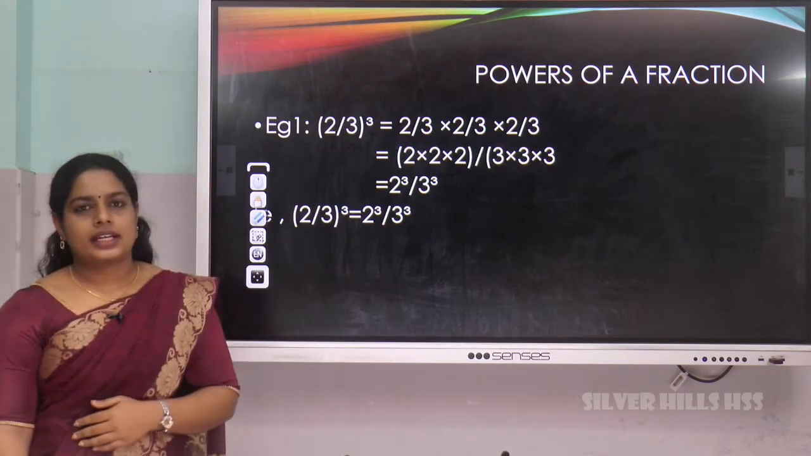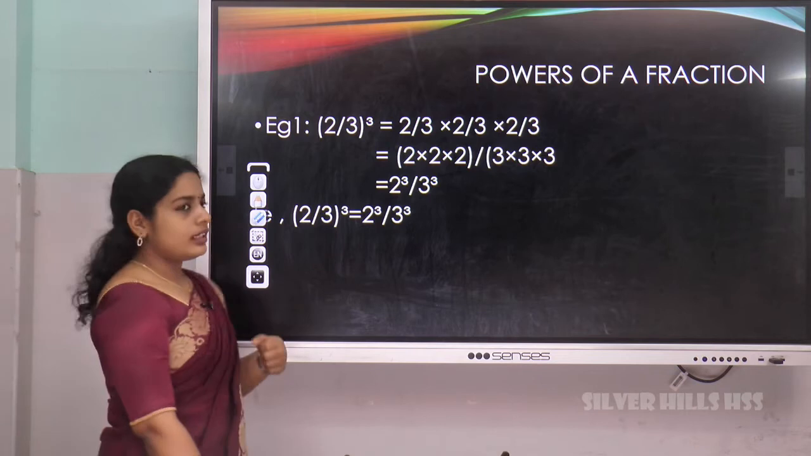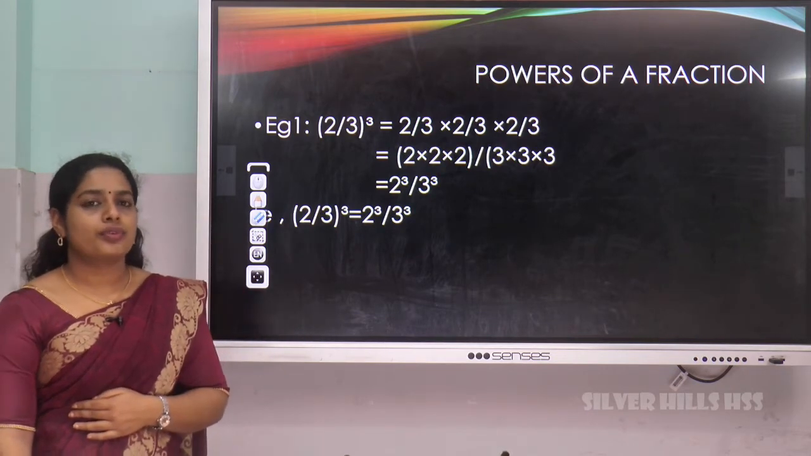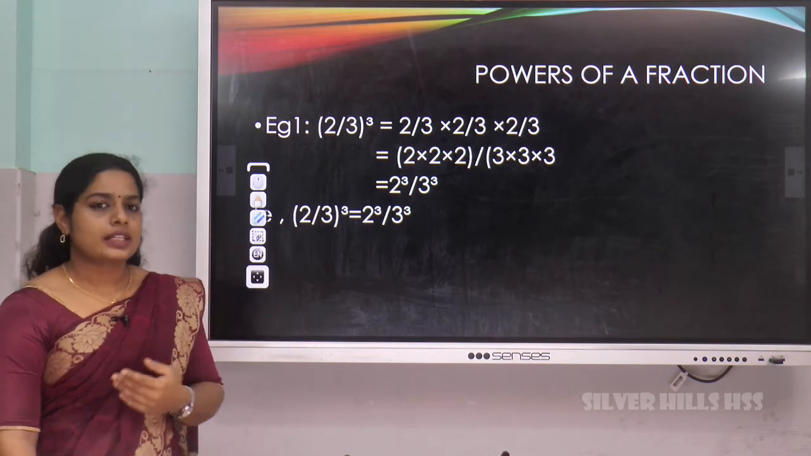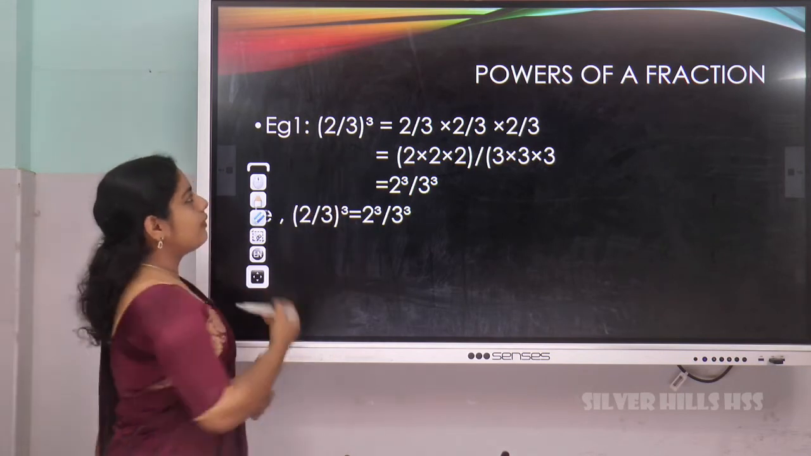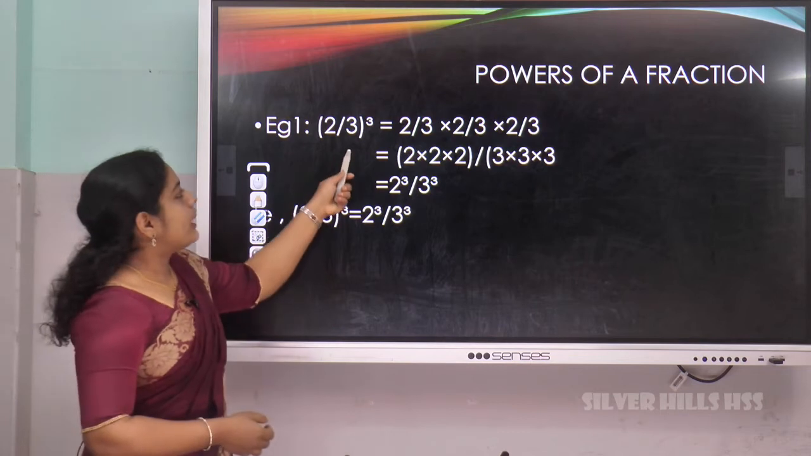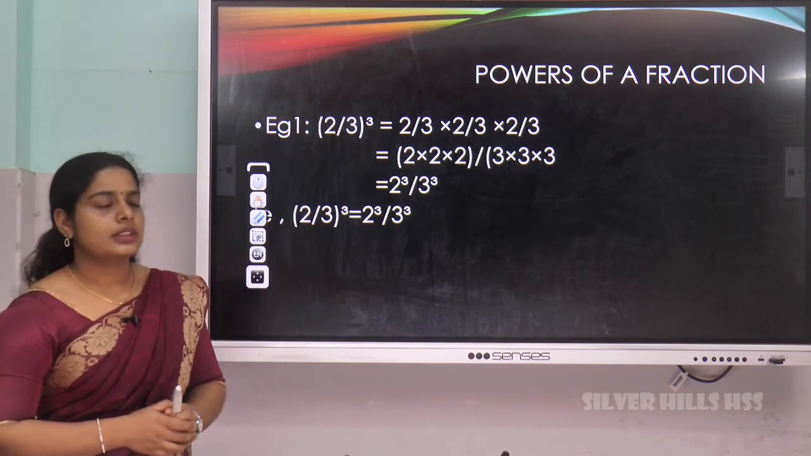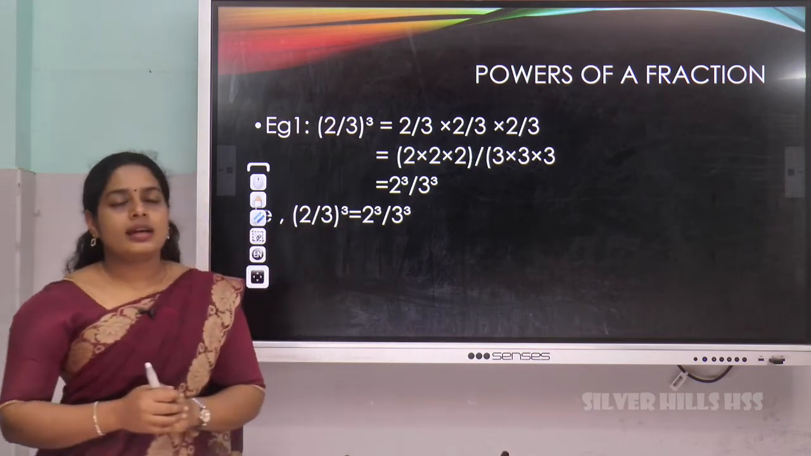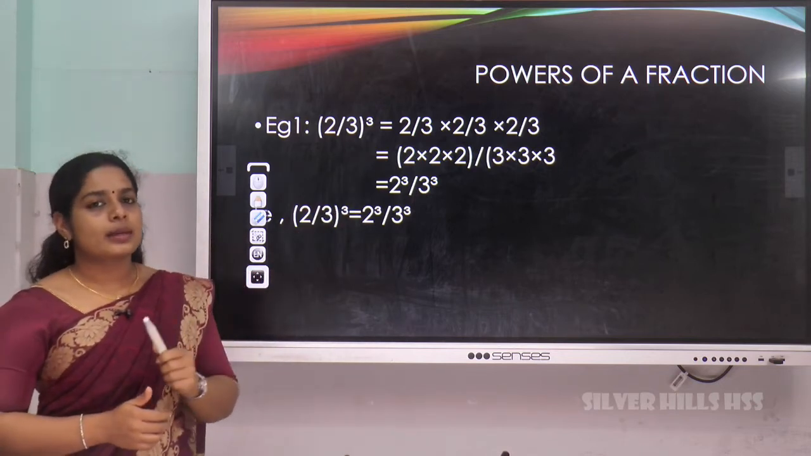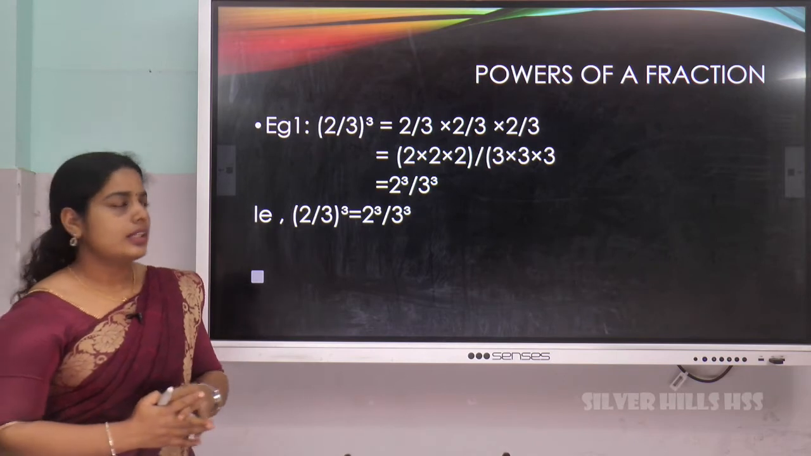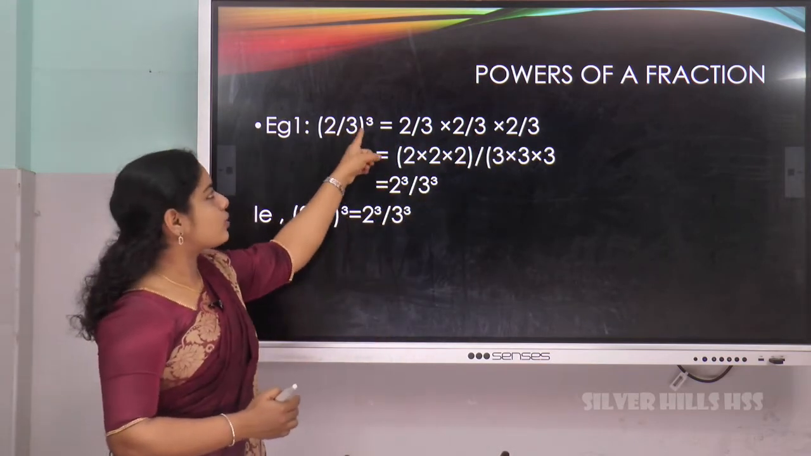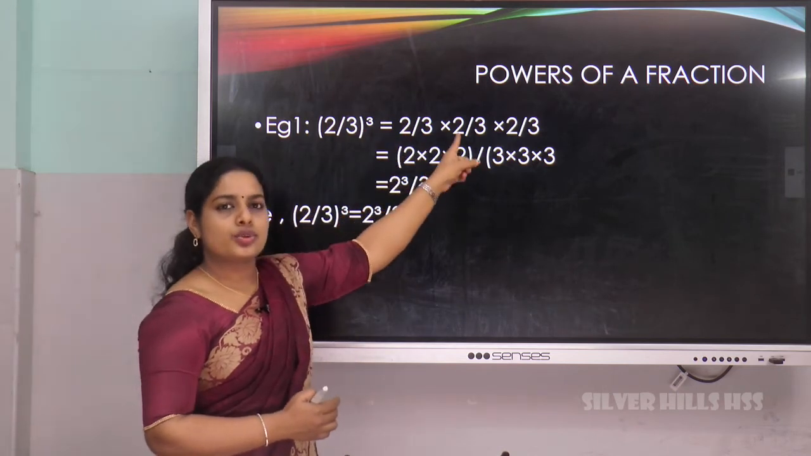Powers of fractions. We have studied how to find powers of natural numbers. Next, we will study how to find powers of fractions. Here we have an example, 2 by 3 whole raised to 3, or 2 by 3 whole cube, which is equal to, any number raised to 3 means that number is repeatedly multiplied 3 times. So, we will multiply that number 3 times. 2 by 3 whole raised to 3 is equal to 2 by 3 into 2 by 3 into 2 by 3.